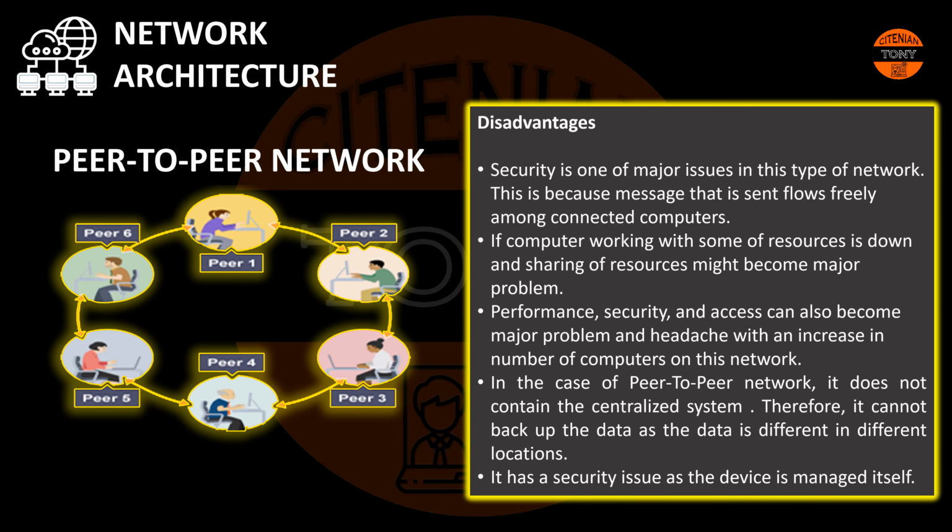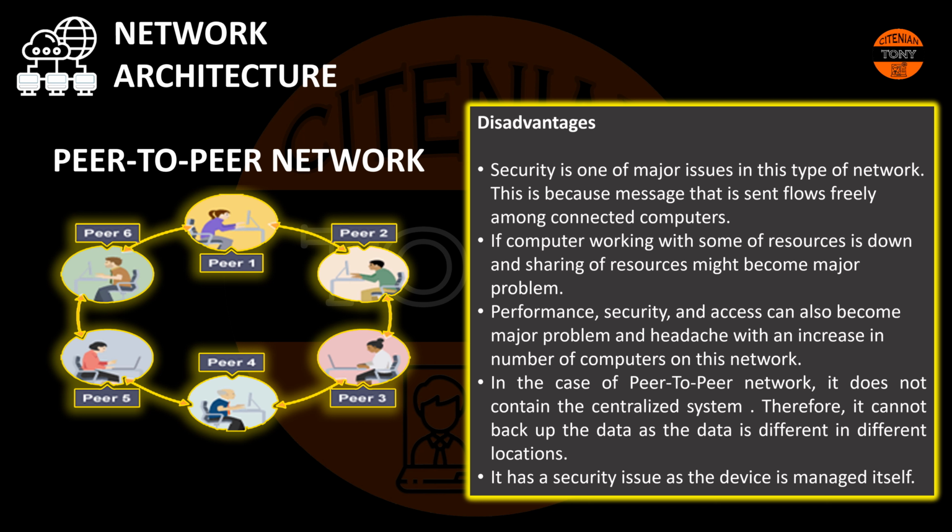Disadvantages. Security is one of the major issues in this type of network. This is because messages that are sent flow freely among connected computers. If a computer working with some of the resources is down, sharing of resources might become a major problem.